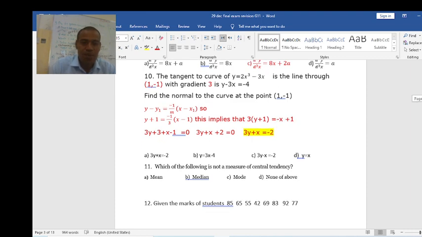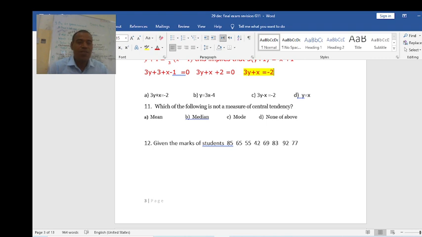Then for the second question, which of the following is not a measure of central tendency? You already know that the measures of central tendency are the mean, the mode, and the median. So all of these averages are called measures of central tendency. So the correct answer is none of them.